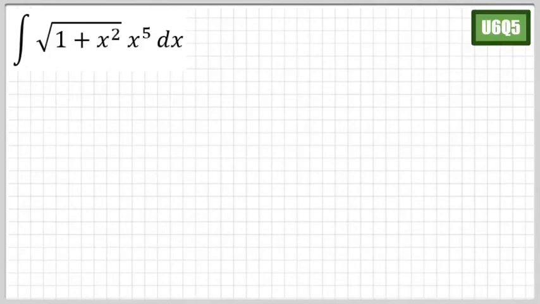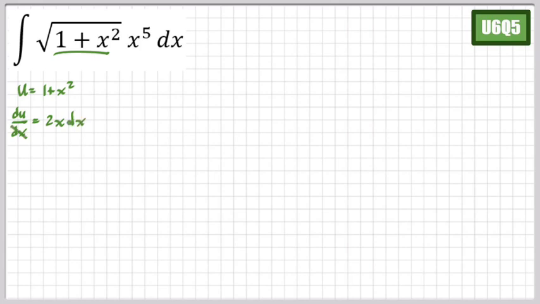All right, guys, things are about to get ugly. Ugly, okay? So our most inside function is going to be this guy, and that's what I'm going to make u equals. So I'm going to say u equals 1 plus x squared. When I do my derivative, I get du dx equals 2x. And then I move the dx to the other side.